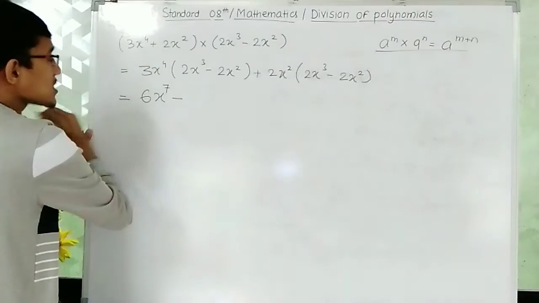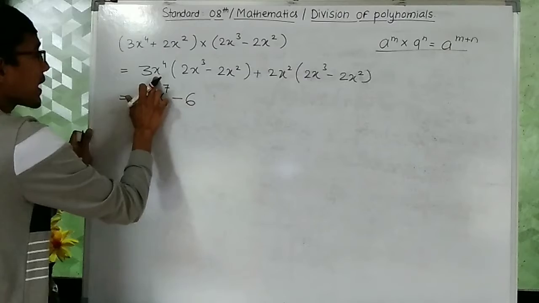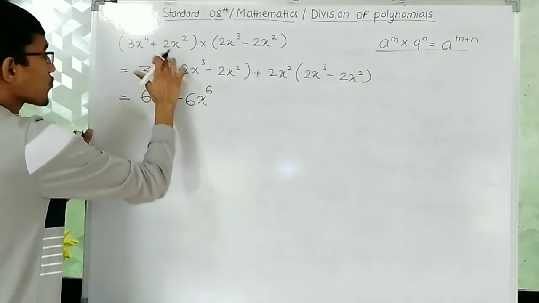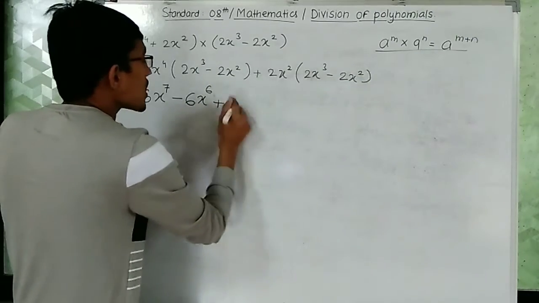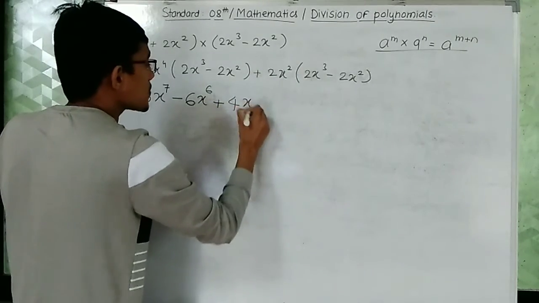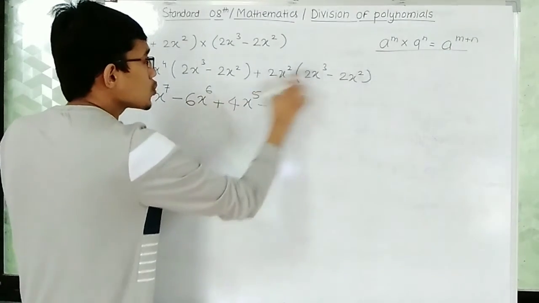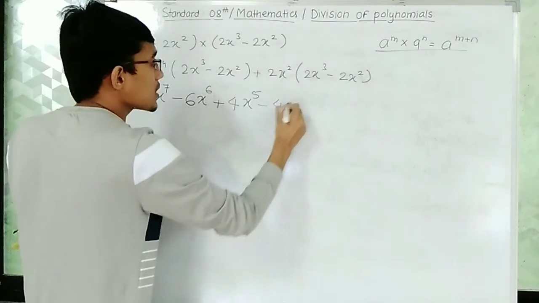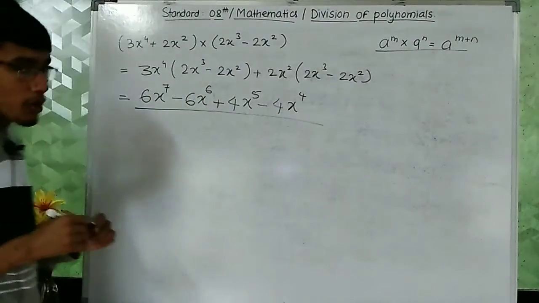Now minus sign, plus into minus becomes minus. 3 2s are 6. x raised to 4 into x raised to 2 becomes x raised to 6, 4 plus 2 is 6. Then plus 2 2s are 4. x raised to 2 into x raised to 3 becomes x raised to 5. Plus into minus becomes minus. 2 2s are 4. x raised to 2 into x raised to 2 becomes x raised to 4. So in this way we can multiply the given polynomials.